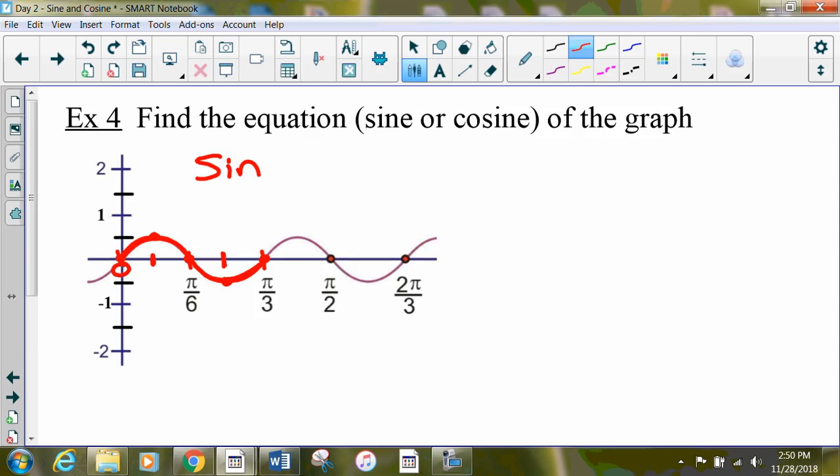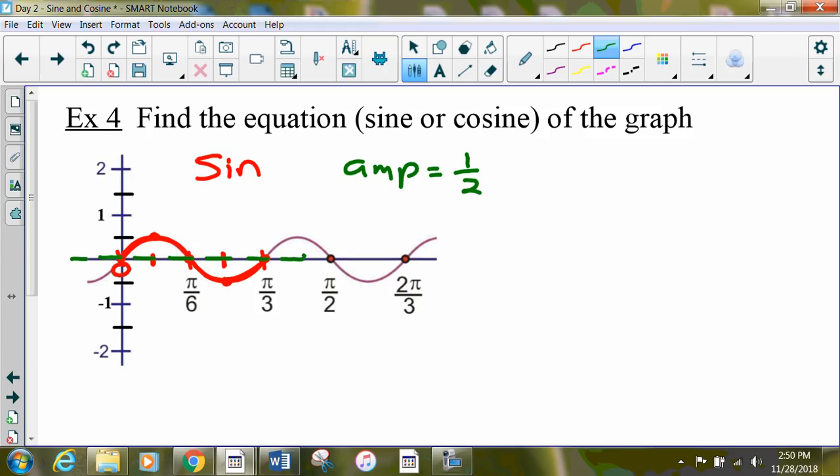Well, we can tell the amplitude, right? Because we know the amplitude can be found by looking at the midline and seeing how high the highest point is, and it's up 1/2. A reminder, the amplitude is always positive because it's measuring the distance from the midline to the highest point, or the midline to the lowest point. That's going to be the same answer.